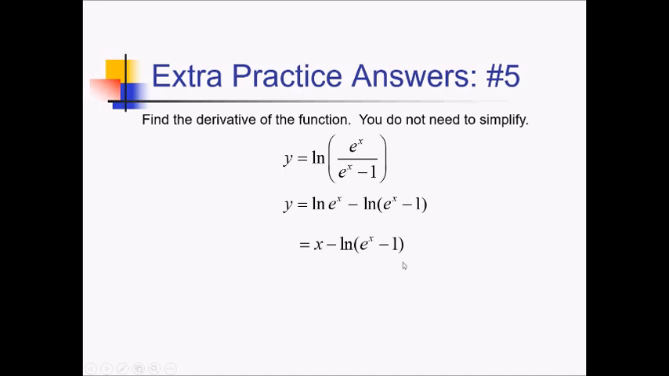Let's go ahead and take some derivatives. Derivative of x is just 1, so that's pretty nice. For this one, we have a chain rule here. We have ln of something as the outer function. So the derivative of that is going to be 1 over the something, 1 over e to the x minus 1, times the derivative of e to the x minus 1, which is just e to the x.